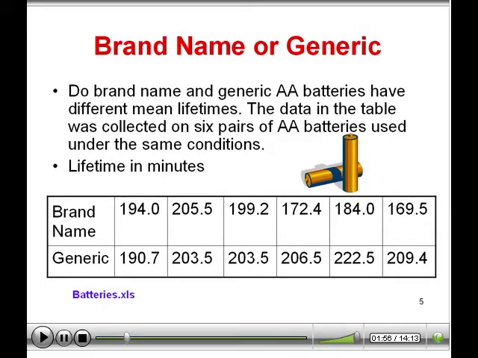The objective here is to determine if there's a difference in the mean life of brand name and generic AA batteries. The experiment consists of randomly selecting 6 brand name batteries and then randomly selecting another 6 generic batteries. All 12 batteries were placed in the same flashlight, and the time in minutes until the flashlight went out was recorded. What we'd like to do with this data is to see if it provides evidence of a difference in the mean life of the brand name and generic batteries, and if so, how much of a difference.